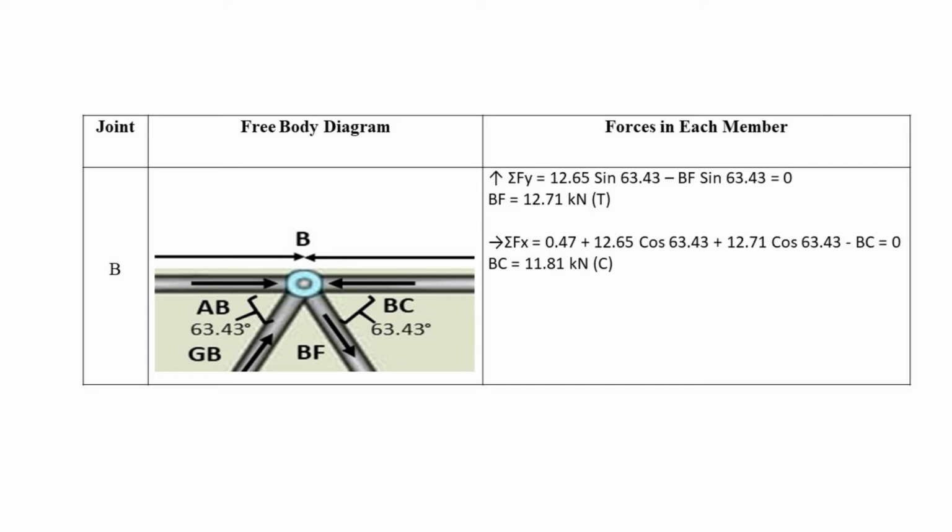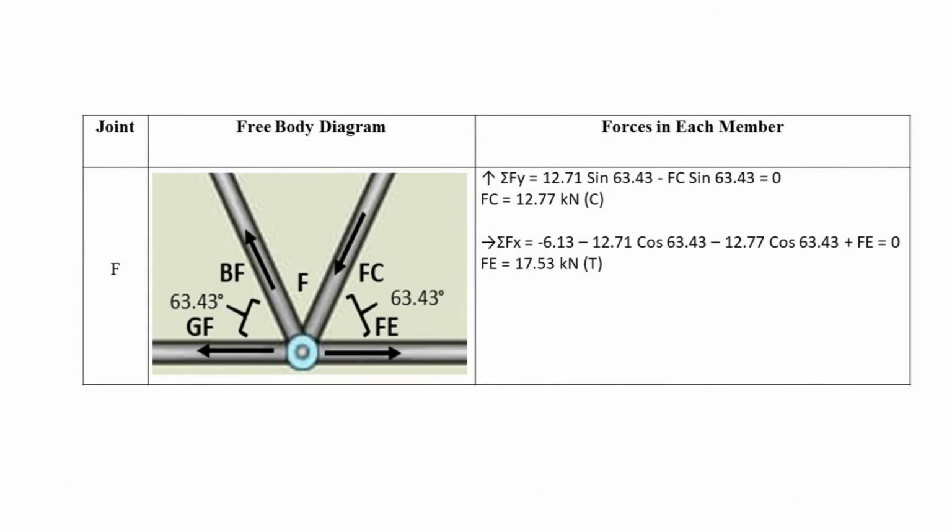To calculate the total force that acts on the x-axis of joint B, we will add up all the forces that act on the x-axis and set it equal to 0, which is 0.47, the force that acts in AB, plus 12.65 cos 63.43, the force that acts in GB, plus 12.71 cos 63.43, the force that acts in BF, minus BC, equals 0, and we can figure out BC, which is 11.81 kilonewtons, and it is in compression.